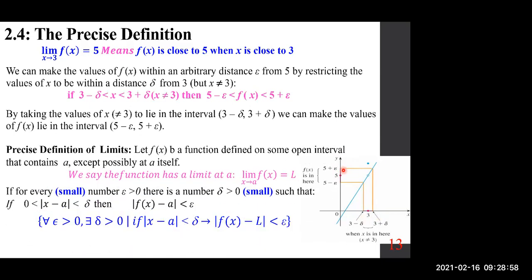So this is the precise definition. Let f of x be a function defined on some open interval that contains a, except possibly at a. Remember, the a is not important. We are coming at a from the left and right. We say the function has a limit at a, the limit of f of x as x approaches a is L, if for every small number epsilon larger than 0, there's a number delta larger than 0, extremely small also, such that if the distance between that number and a is less than delta, then the distance between f of x and L is less than epsilon.